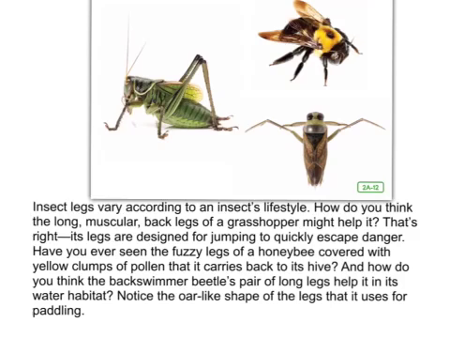Have you ever seen the fuzzy legs of a honeybee covered with yellow clumps of pollen that it carries back to its hive? And how do you think the backswimmer beetle's pair of long legs help it in its water habitat? Notice the oar-like shape of the legs that it uses for paddling.